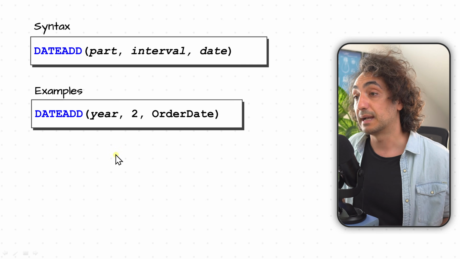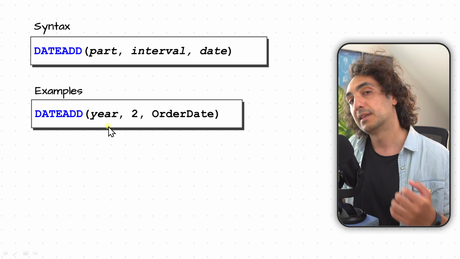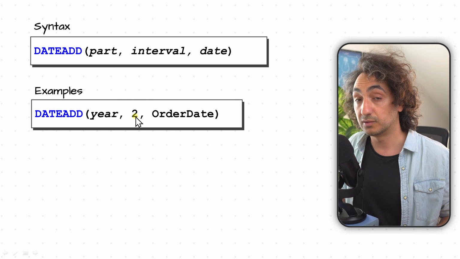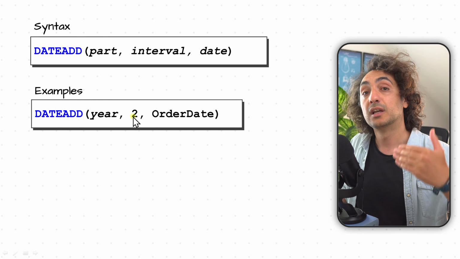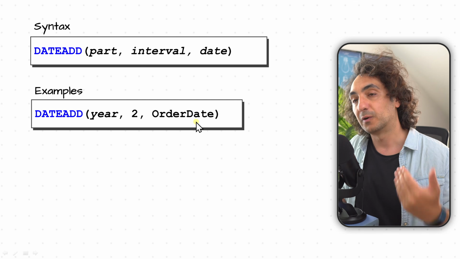Let's check the following example. We are saying here DATEADD. So what is the part here is year. That means we want to manipulate only the year part. Then the interval here is 2, so it is positive. We want to add 2 years. So it's going to go to each order and start adding 2 years for each date value.